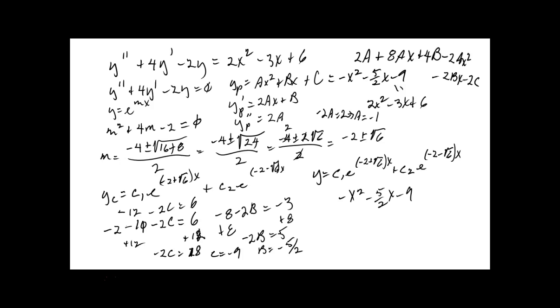Y, our general solution y is c1 e to the minus, they put that first, minus out front 2 plus root 6 x plus c2 e to the minus 2 plus root 6 x minus x squared minus 5 halves x minus 9. Yes, there's our solution. Make sense?